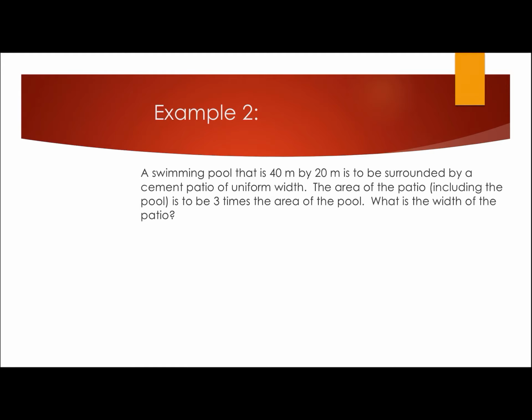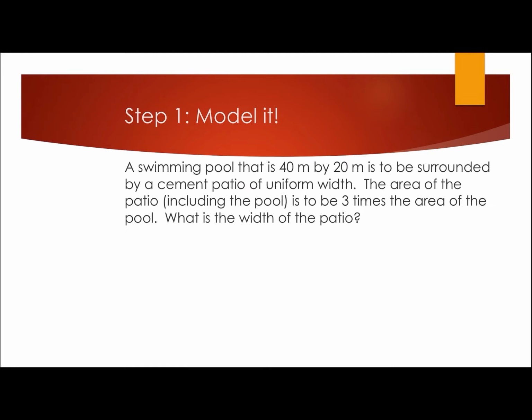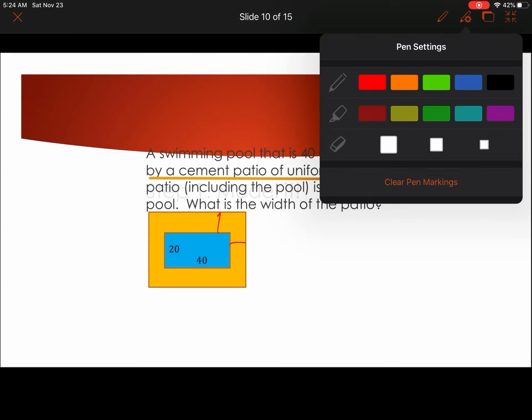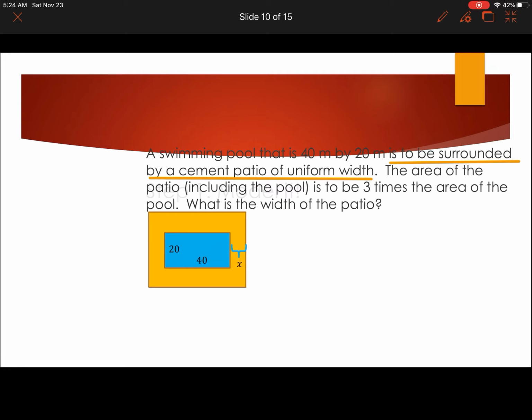Example 2. A swimming pool, now we have to analyze. We have to draw a swimming pool that is 40 meters by 20 meters. We draw a little swimming pool, 20 by 40. It's surrounded by a cement patio with uniform width. What's that mean? It means it's surrounded by a patio of the same width. This width is equal to this. That's what uniform means: the same. We don't know what the width is, so we'll just add x.